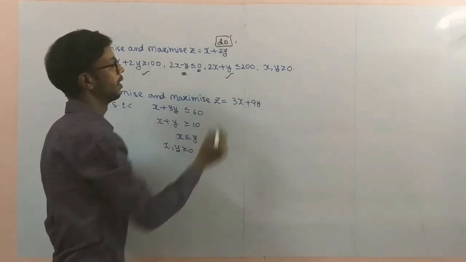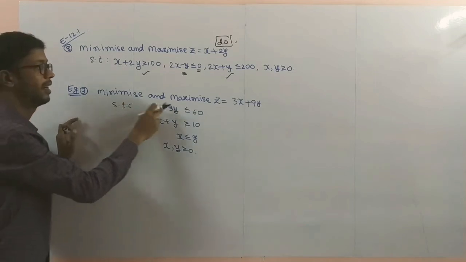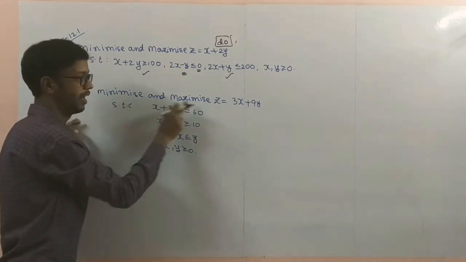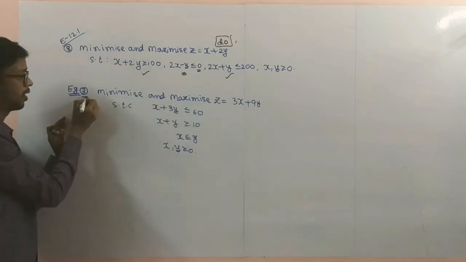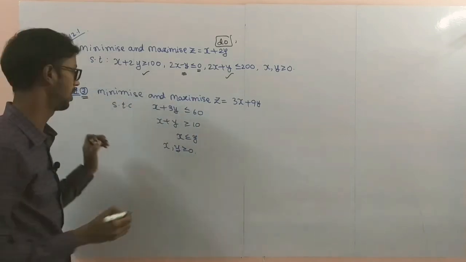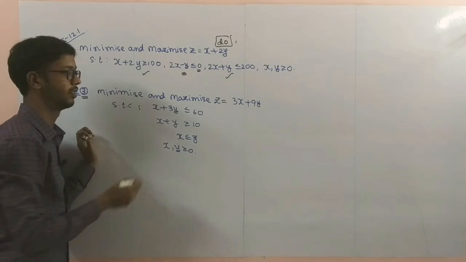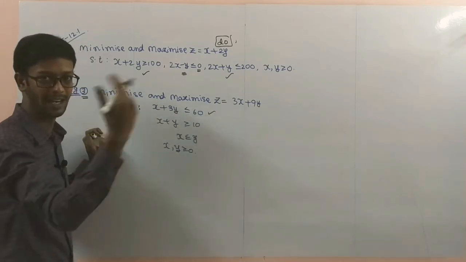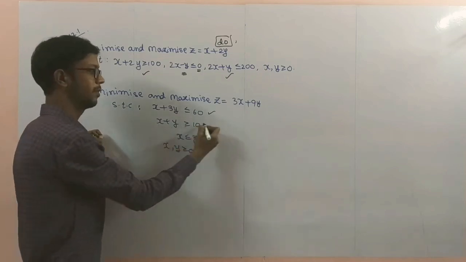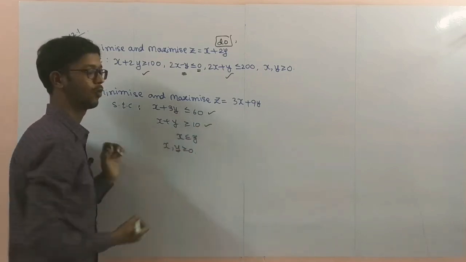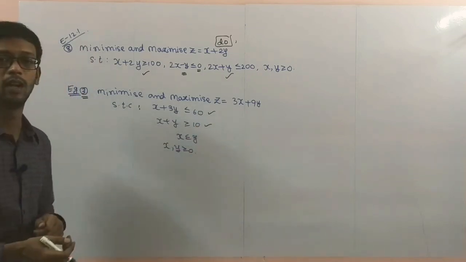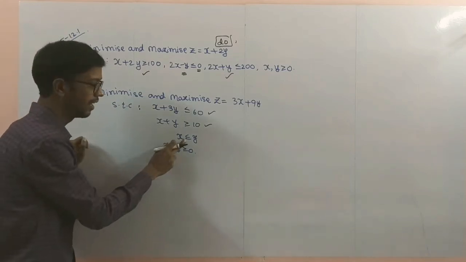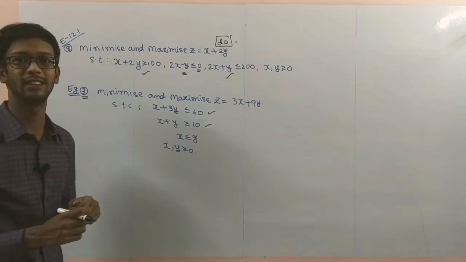And next one: minimize and maximize z, the minimum value and maximum value. This is example number 3. Subject to constraints, x plus 3y is less than or equal to 60. No problem, the right side has the number 60. x plus y is greater than or equal to 10. That is also no problem, the number 10 is there. Third condition, x is less than or equal to y is given.